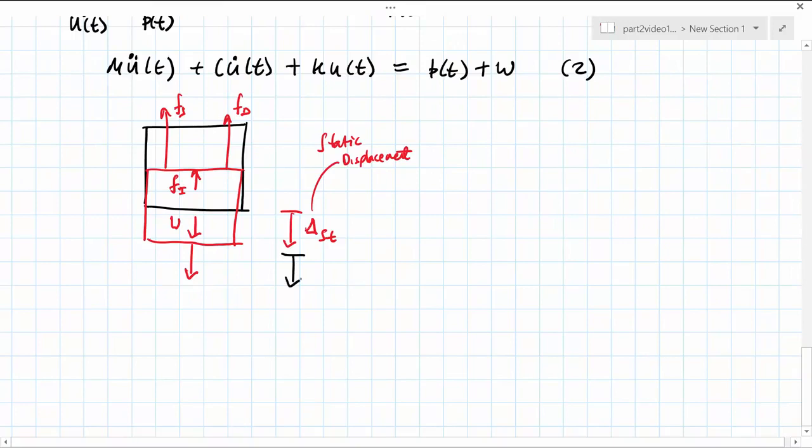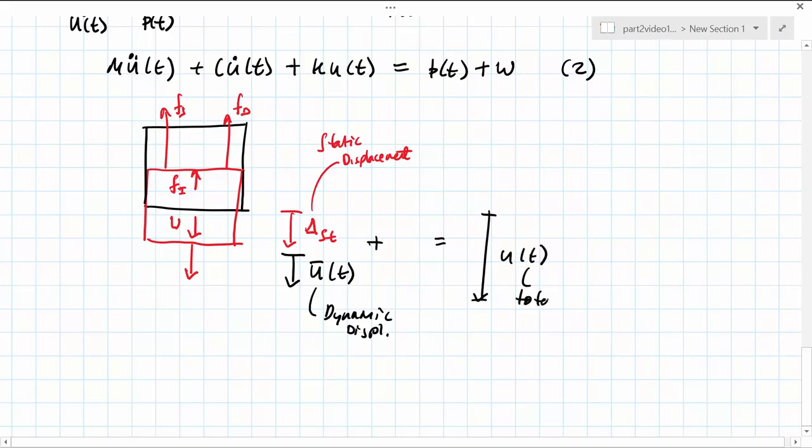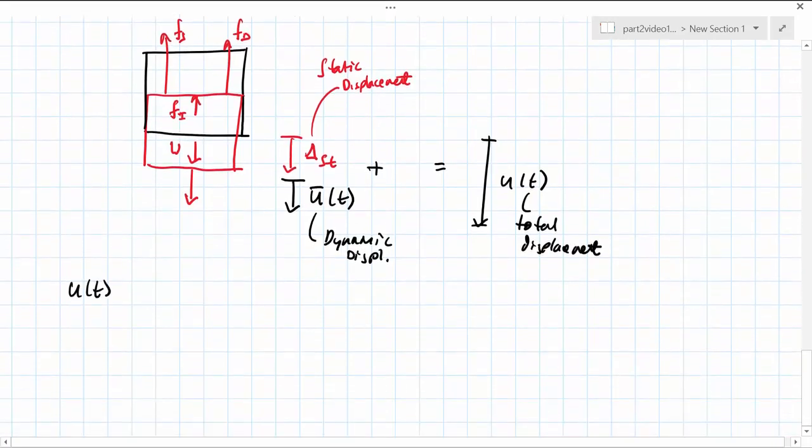Additionally, we have another type of displacement which we'll label ū(t), and this is what we call the dynamic displacement. The total displacement, which is the sum of the static and dynamic displacement, we label as u(t), and so we can then say that u(t) is equal to delta static plus ū(t).